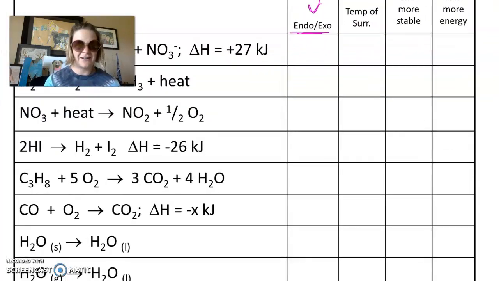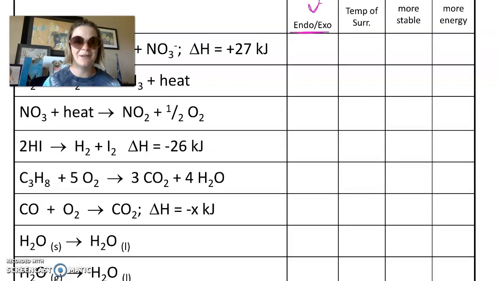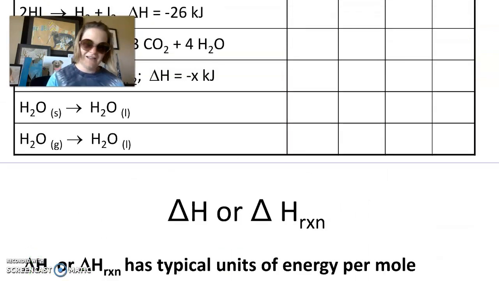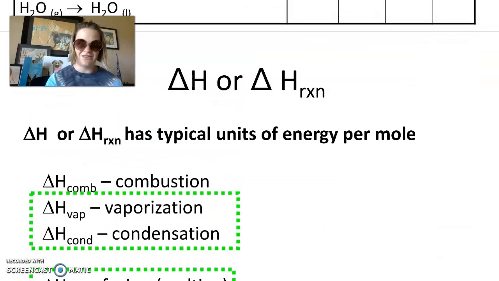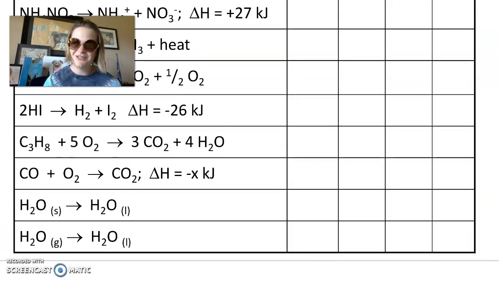Throughout the course of the day, I'll go on Class Kick and check. But tomorrow, we'll start to kick it up a notch. We'll throw a little bit of stoichiometry in here for you. And we've got names for delta H's. We'll talk about that tomorrow. But that's it for today.